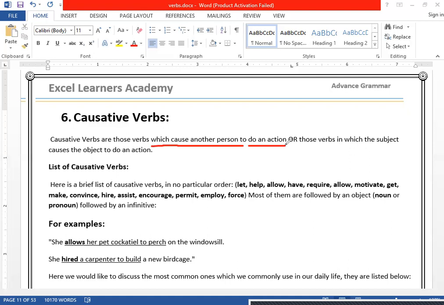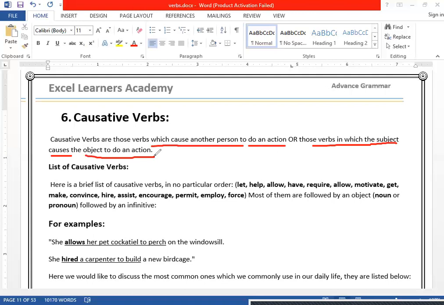Who made you study hard? I made you study hard. Clear? Who caused it? I caused you to study hard. Causative verbs are verbs which cause another person to do an action. Or we can say, are those verbs which the subject causes the object to do an action.